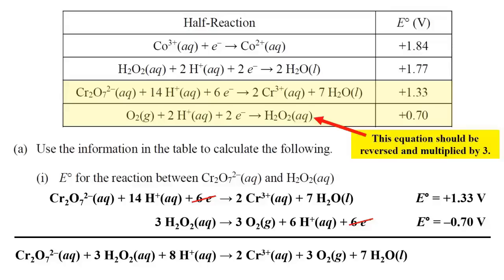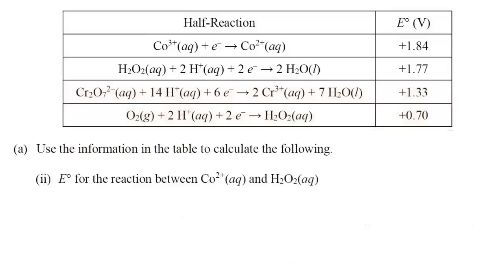Let's go ahead and add the two cell potentials for these two half reactions together. So positive 1.33 volts plus negative 0.70 volts gives us a total for the overall cell potential for this equation of positive 0.63 volts. So that is the answer to part A, Roman numeral 1. Now I'm going to use the same process for part A, Roman numeral 2.